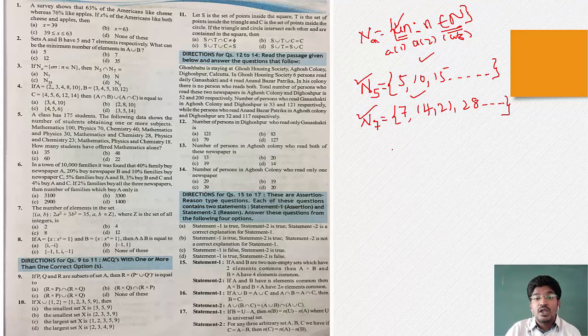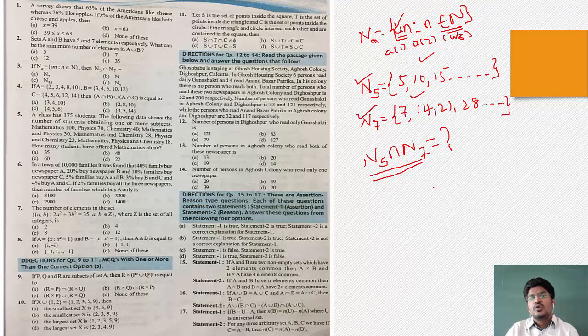Okay. So now we want to calculate the intersection of n of 5 and n of 7. This we have to calculate. For that, see, n of 5 is 5, 10, multiples of 5. n of 7 is multiples of 7. Okay. So if you want to calculate the intersection of these two, what do we have to do?